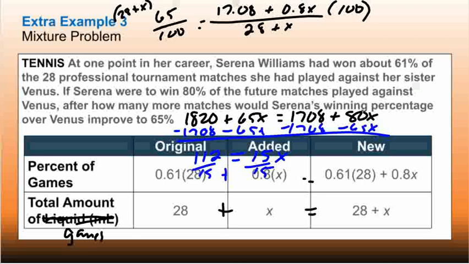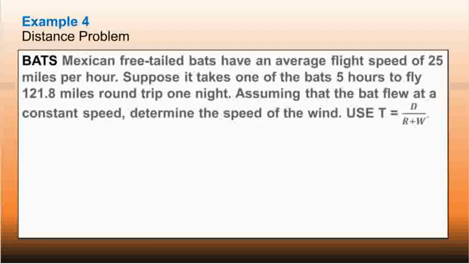So if I have x equaling 7.4, you can't have part of a tournament, so it would have to be 8 more tournaments for that to happen. Next is a distance problem.